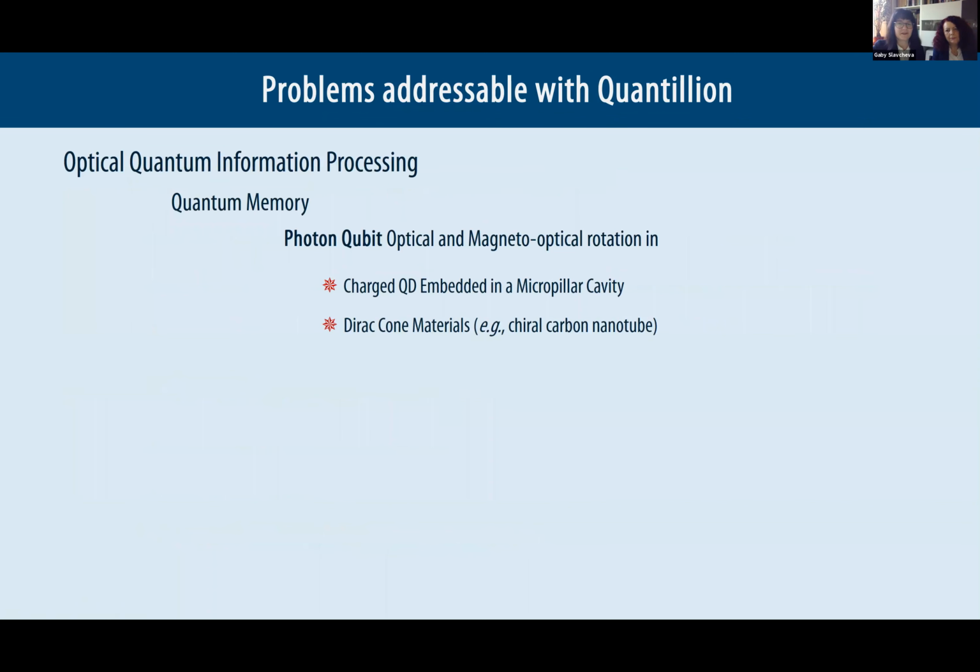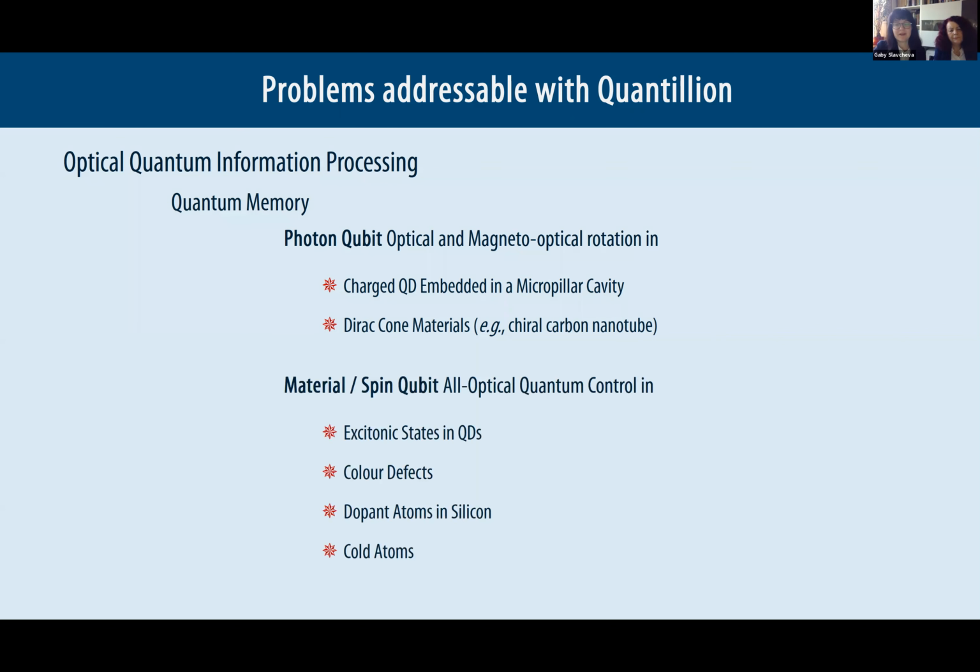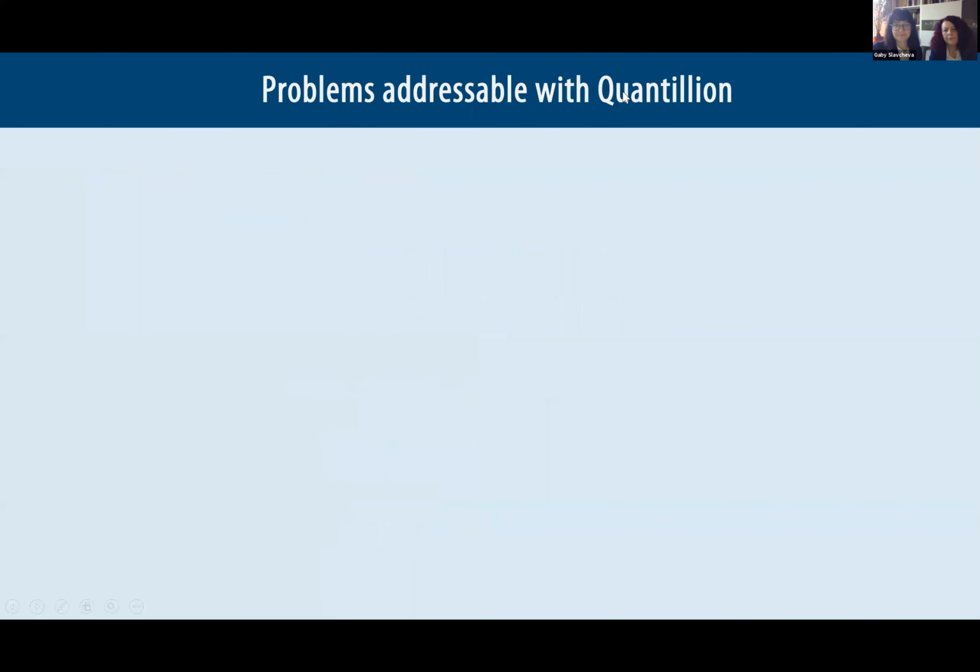Quantillion can address a broad class of problems. It can be used in optical quantum information processing for modeling photon qubits, for example, optical and magneto-optical rotation in a charged quantum dot embedded in a micropillar cavity or in a chiral carbon nanotube. It can be applied to model material or spin qubits, more specifically, all optical control using spin relaxation dynamics in, for example, excitonic states in quantum dots or color defects.